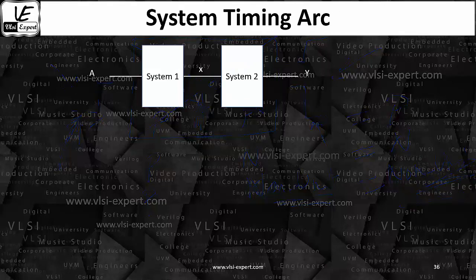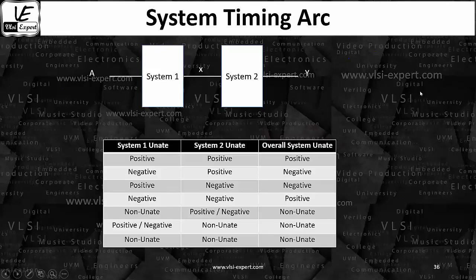The same thing I have presented in the form of a table. You can see if the first is positive and the second one is positive, the output is positive. If the first is negative and the second is positive, it's negative. If the first one is positive and the second is negative, then the overall is negative. If both are negative, then you will get positive. If one is non-unit and the other is positive, negative, anything, then you will get non-unit. If both are non-unit, then overall everything is non-unit.